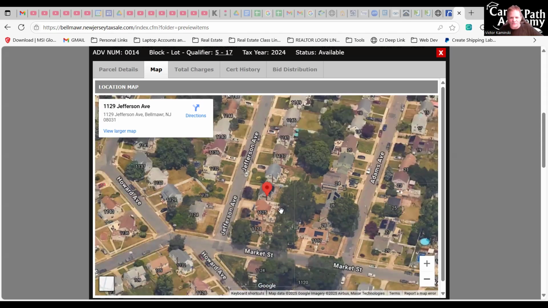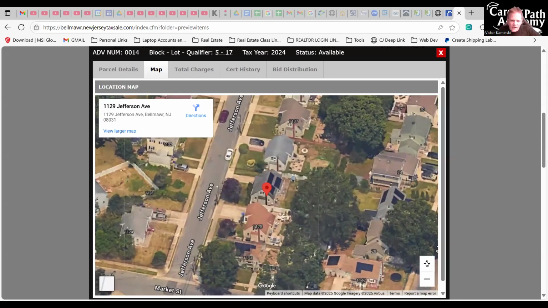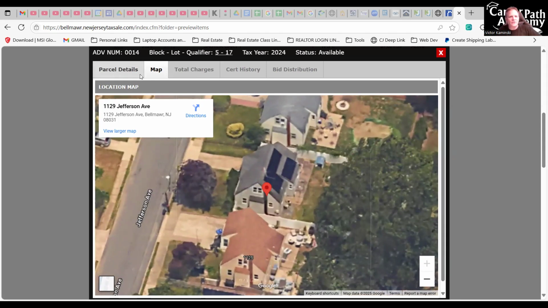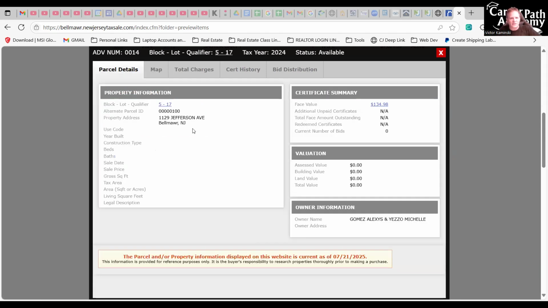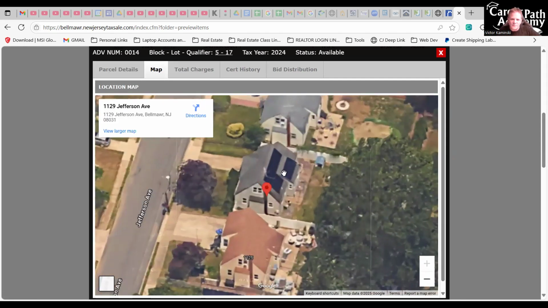I think it would be the gray one with solar panels. Yeah, it's kind of hard to tell from here unless you turn the picture. The tan one says 1125 on it. Oh yeah, 1129. So we can look at the parcel details. It's 1129. Yeah, so yep, you're right. So it's probably that one with the solar panels.